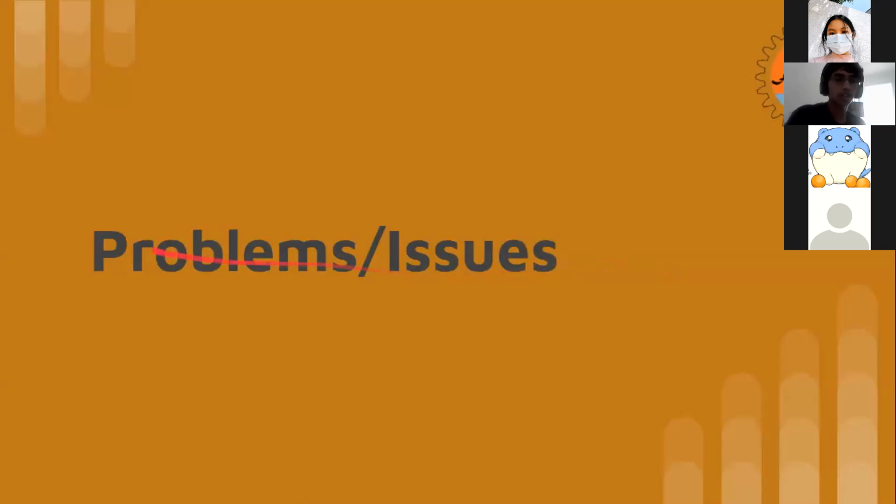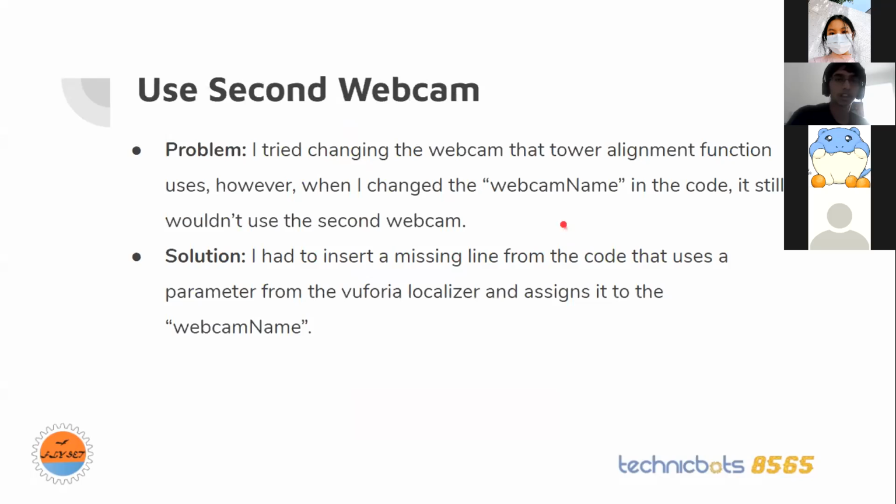So next, I'm going to go over some small problems and issues I've had with programming it. So the first one was the usage of the second webcam. This was a really small problem I had. I tried changing the webcam that the tower alignment function uses. However, when I changed the webcam name in the code, it still wouldn't use the second webcam.